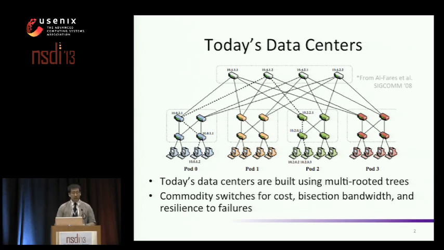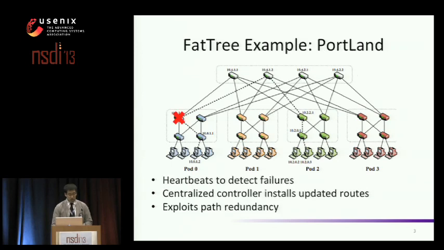These networks are able to provide low-cost, high bisection bandwidth, and resilience to failures. For example, if we look at how failures are handled in PortLand, a paper that showed how to implement FatTrees with current hardware, failures are detected using keep-alive messages or heartbeats. Upon detection, a centralized controller can then install updated routes into the affected switches. It's able to route around the failure because path redundancy exists in the topology.